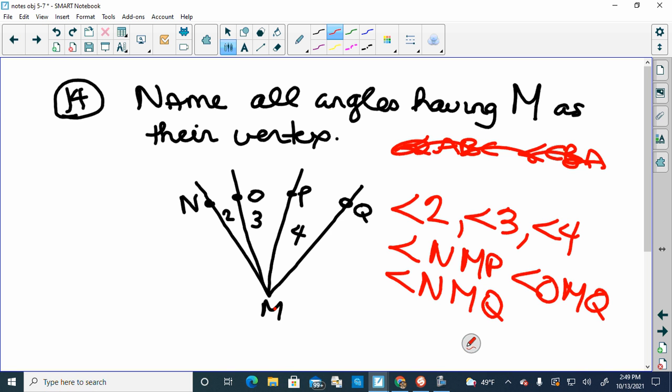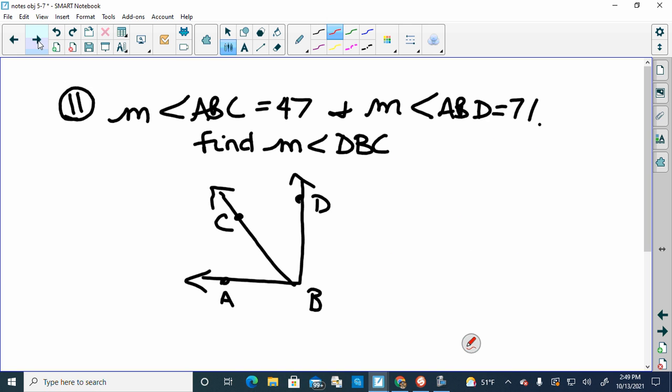Okay, so moving on from that one, we have 2 left, and the last 2 are the same type. We just start with the easy one first. And this is the angle addition postulate.